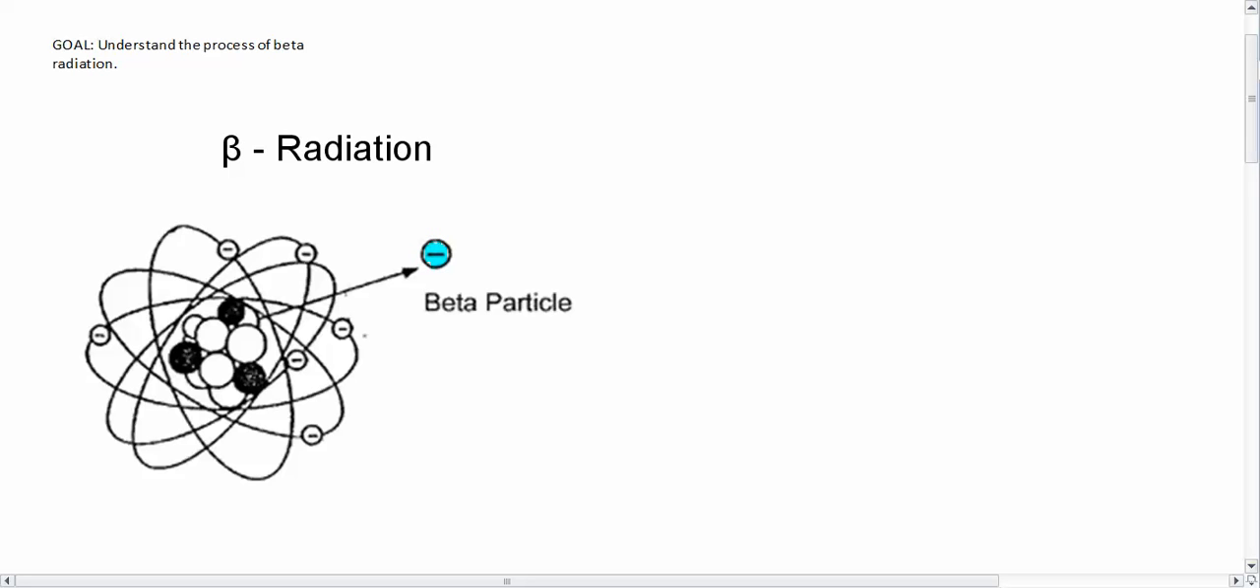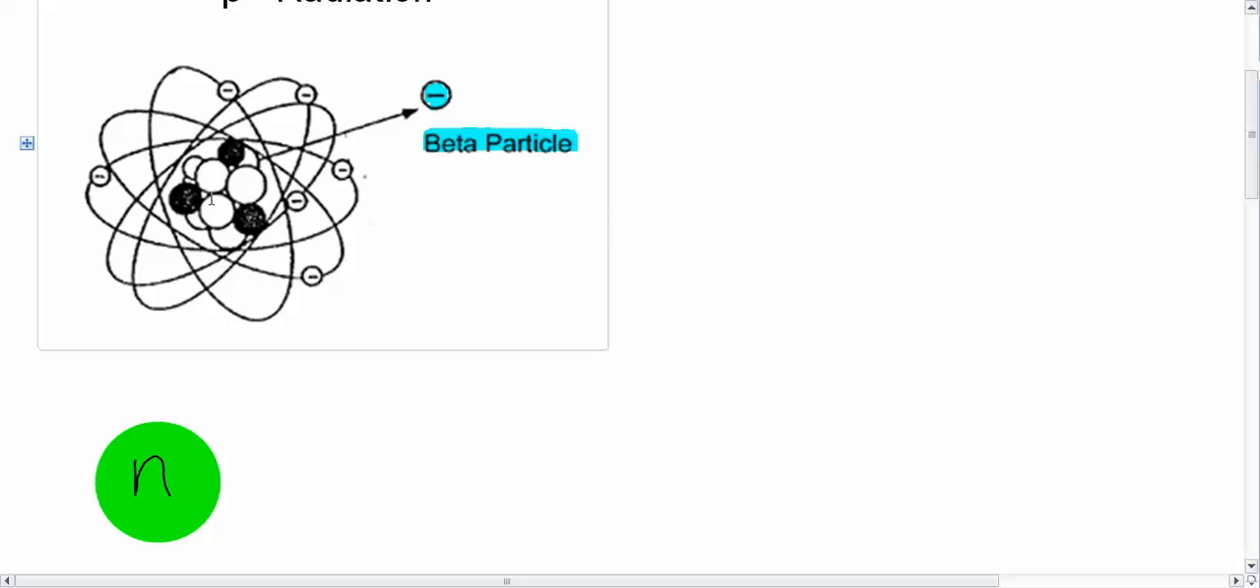Now, that should cause you to scratch your head a little bit and say, wait a minute, that doesn't make sense. Because what you've learned all year in chemistry is that electrons orbit the nucleus. Electrons are found outside the nucleus, protons and neutrons are found inside the nucleus. So how is it possible that an electron can come from the nucleus when there are no electrons there? And the answer has to do with neutrons.